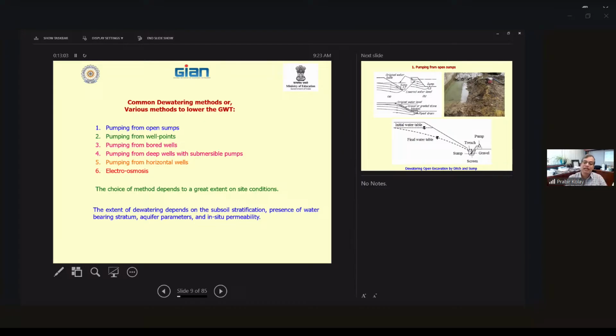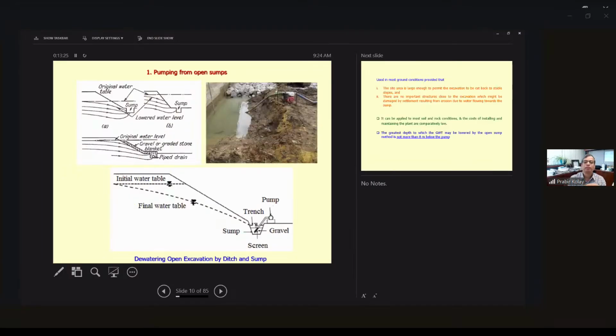And then also the extent of groundwater depends on the subsurface stratification. That is important, very important. Presence of water-bearing strata, where is the water table located? Aquifer permeameter or in situ permeability. So that's again, while doing this well bore, we need to know what type of aquifer it is, confined aquifer, unconfined aquifer, all these things you need to know, or perched aquifer.